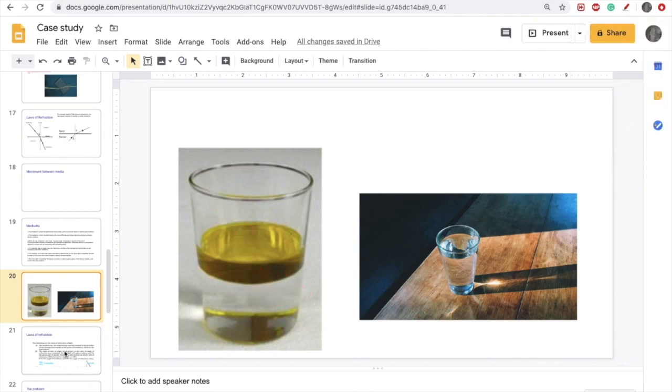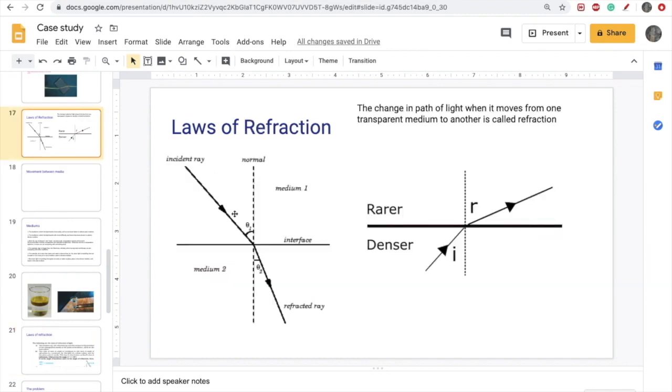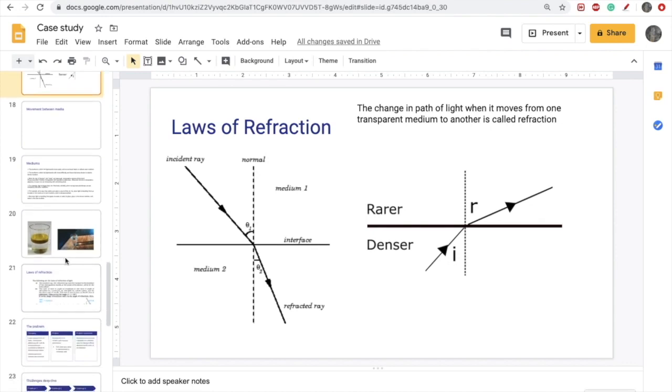Now let us look at the laws of refraction. The first law is that the incident ray, the refracted ray and the normal to the interface of the two transparent media at the point of incidence all lie in the same plane. This is very similar to the second law of reflection. It is very easy. Again, incident ray, normal, refracted ray at the point of incidence all lie in the same plane, which means we can draw all this on a sheet of paper. Understood? Pretty simple.